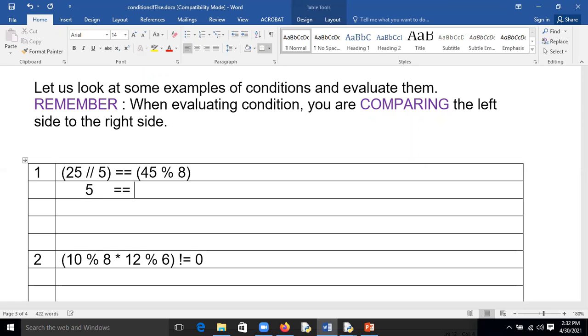Is 5 equal to, and now we have 45 mod 8. What does the mod do? It divides and it will give you the remainder. So how many times can 8 go into 45? 8 can go into 45 5 times, and your remainder is 5. So 5. So this actually evaluates as true. You get it? So in other words, you could actually put a question mark here. You're actually asking a question, is this equal to that? And your answer is true.